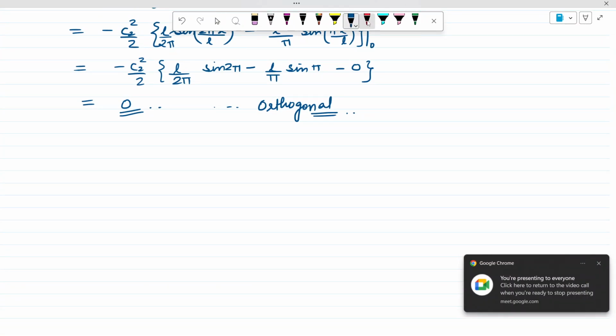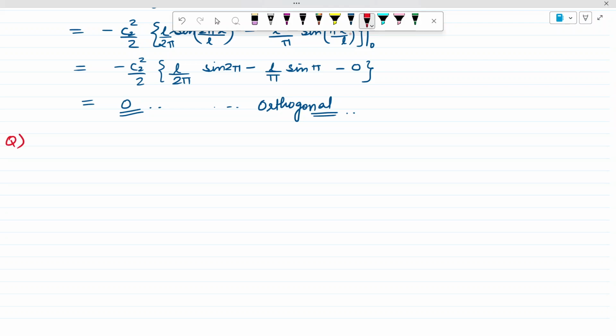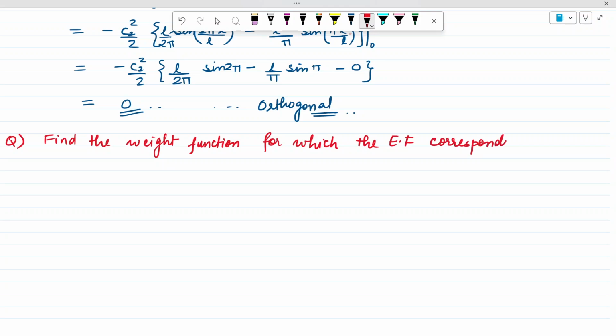Try this question. Find the weight function for which the eigenfunctions corresponding to distinct eigenvalues of the Sturm Liouville problem are orthogonal. Let me write it below.